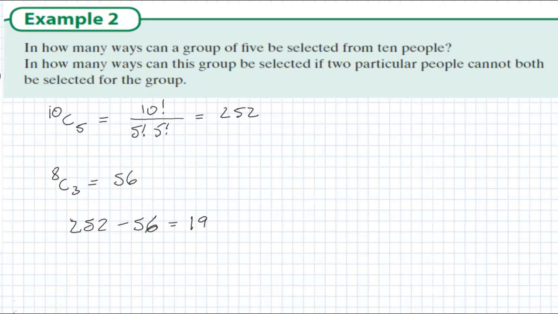So 196 different ways in which you can have 5 people chosen from 10, where we're having to not deal with the 56 scenarios where those two difficult people are both in the group. There's no other way of looking at it.